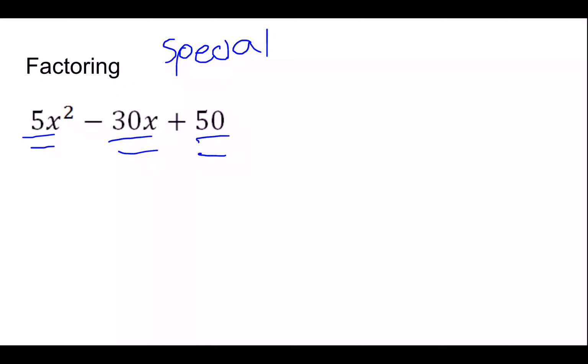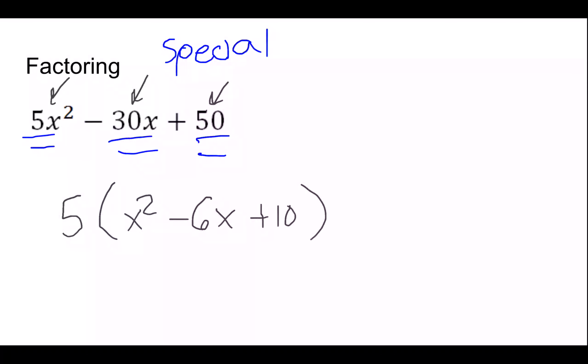So when I look across there, I can see that 5, 30, and 50 are all divisible by 5. So right off the bat, I'm going to take out a 5. And we can see, in this case, it makes the problem easier. So I looked across and I saw that every single number was divisible by 5. So all I did was I took out a 5.